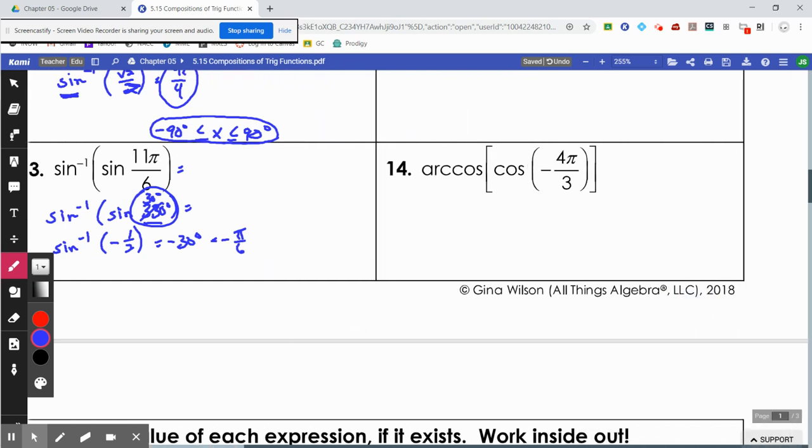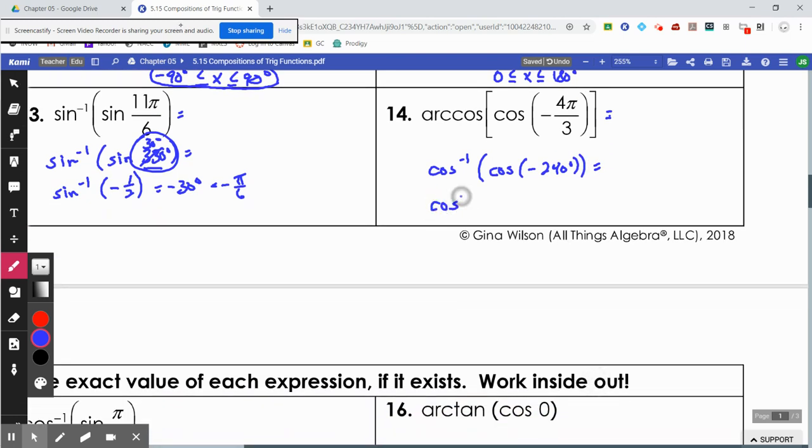Then number 14, doing the exact same thing. Cosine is defined between 0 and 180, or 0 and pi, and this is outside of that domain there. So we're going to do the arc cosine of the cosine of negative 4 pi over 3. That's negative pi over 3 is going to be 60, so that's going to be negative 240.